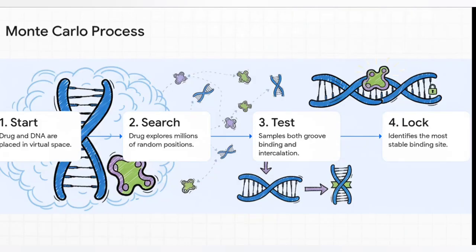Well, one way is with something called a Monte Carlo simulation. Here's how it works. First, you just drop the drug and the DNA into the virtual world. Then, the computer just starts trying things out. The drug explores millions of random positions all around the DNA. At every single step, it tests the energy. Is it better in the groove? What about intercalating? And after trying out this mind-boggling number of possibilities, it finally locks on to the one spot that is the most stable, the best possible fit. It figures it all out on its own.